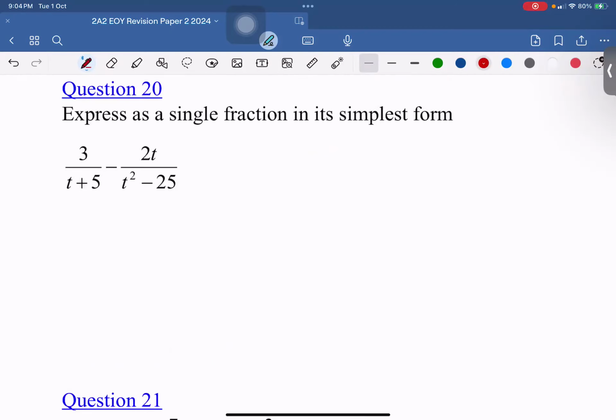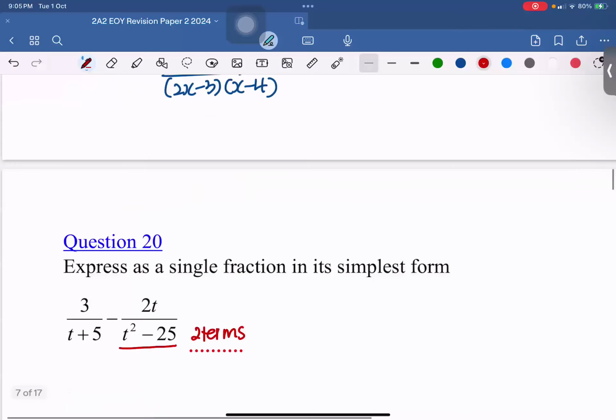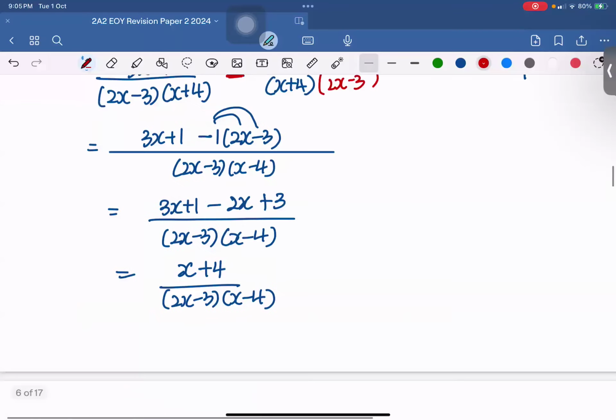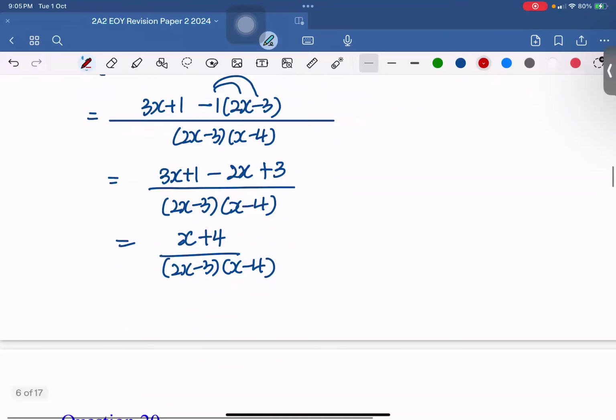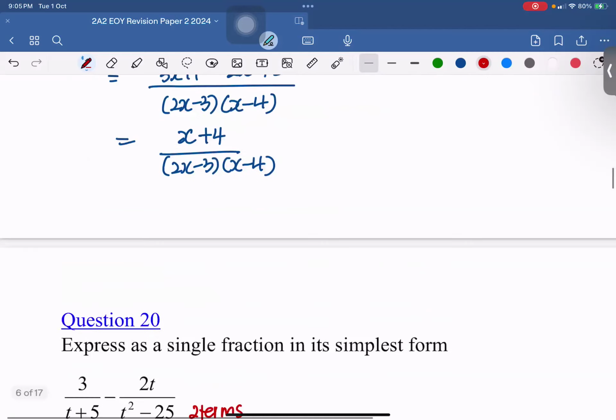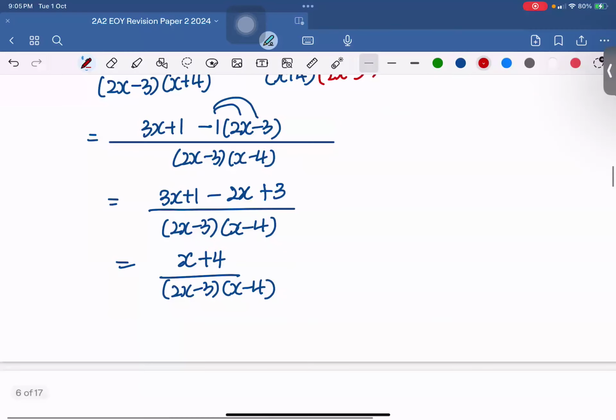Before you made it the same, 2 terms. You can go back up. A square minus B square. A plus B, and then A minus B. Correct.